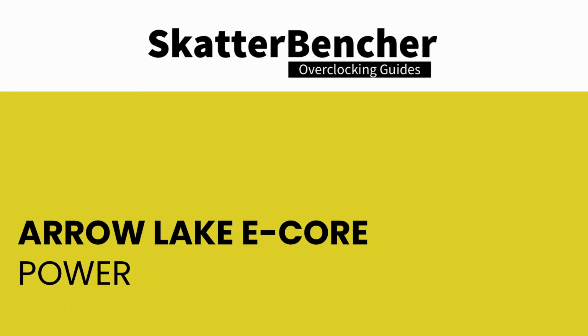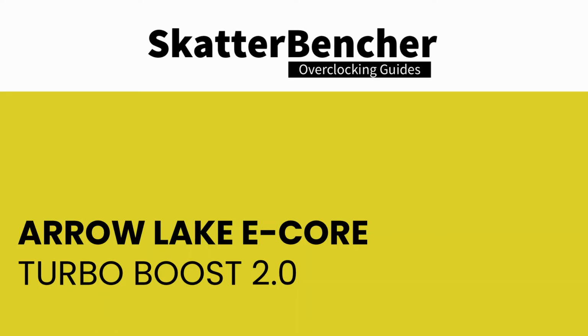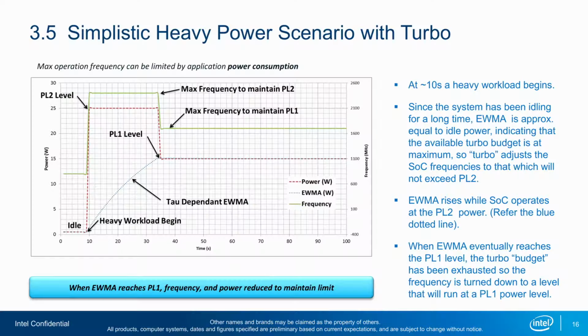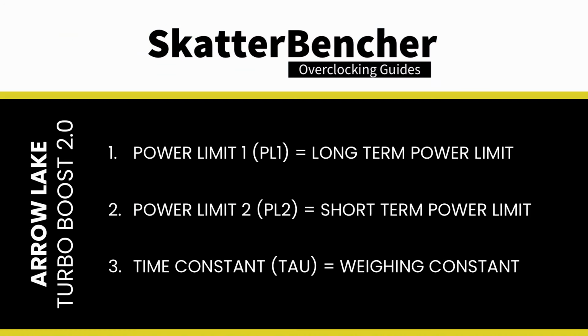The E-core power consumption is primarily governed by the Turbo Boost 2.0 technology. Intel Turbo Boost 2.0 allows the processor cores to run faster than the base specification if it is within the thermal, current, and power limitations. The Turbo Boost algorithm works according to an EWMA formula. This stands for exponentially weighted moving average. There are three main parameters to consider: PL1, PL2, and tau.